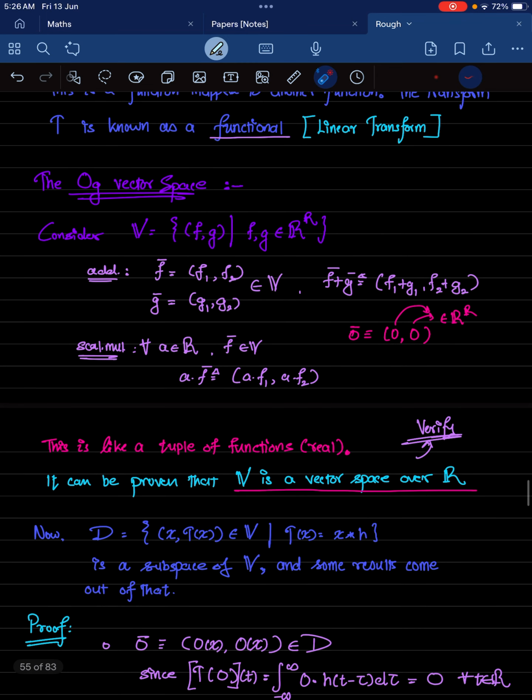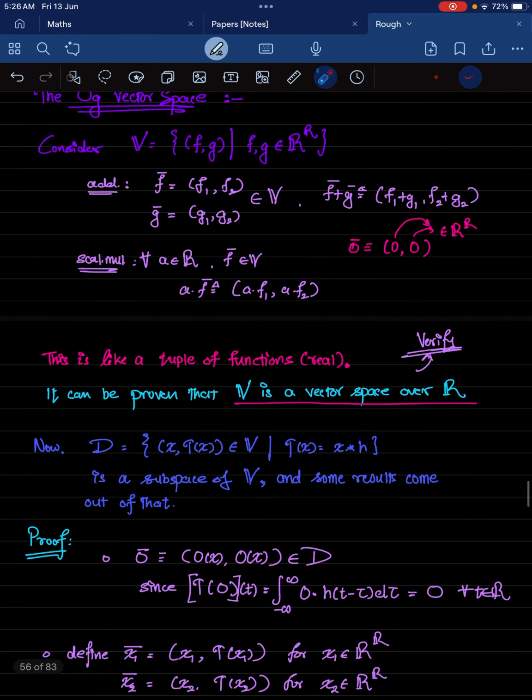And just for context, the identity in V is defined as the 0 vector, that is a tuple of two 0 functions, and these functions are real, obviously.